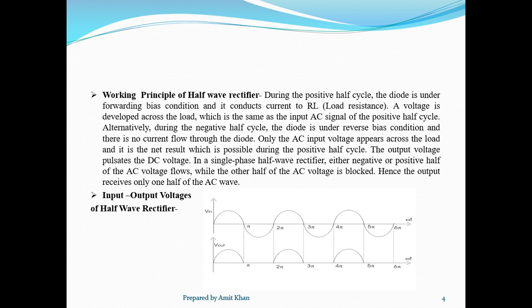So only the AC input voltage of the positive half cycle appears across the load, and it is the net result. So we receive the output only for one half of the AC wave, in the positive half cycle only. We can see the input and output waveform here. We have seen that the rectified output appears only in the positive half cycle.